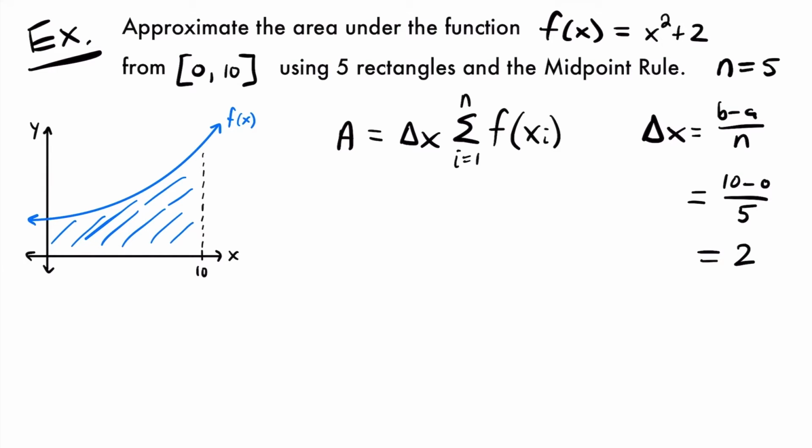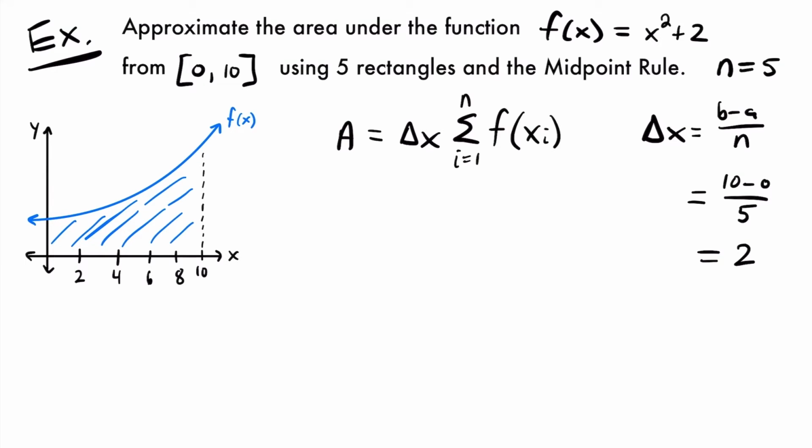All right, and so now we know that our rectangles are going to have a width of 2, so that means every 2 values of x, we are going to have a new rectangle. And remember, we're going to be using 5 of them, and so let's draw those 5 rectangles on our graph here. And so since their widths are going to be 2, I'll mark off every second value. So we'll have 2, 4, 6, and 8.